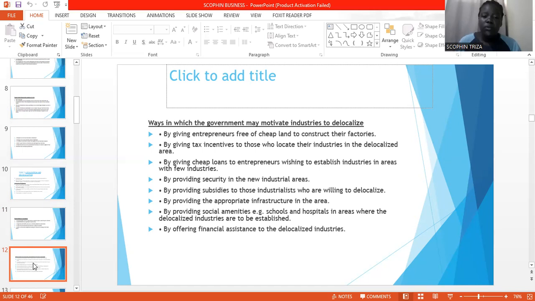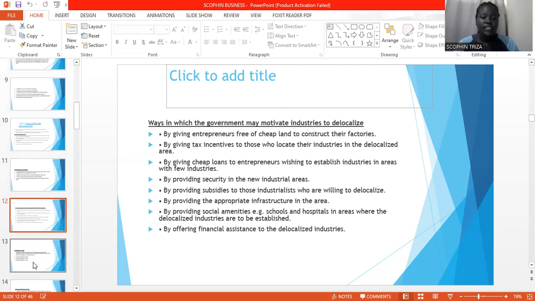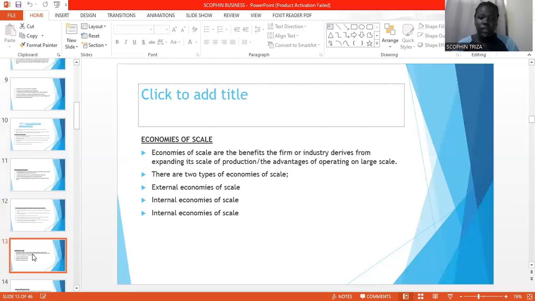industrializations, by providing the appropriate infrastructure in the area, by providing social amenities such as schools and hospitals in those areas where delocalized industries are established. The last one is by offering financial assistance to the delocalized industries.